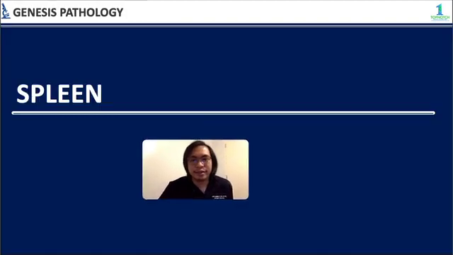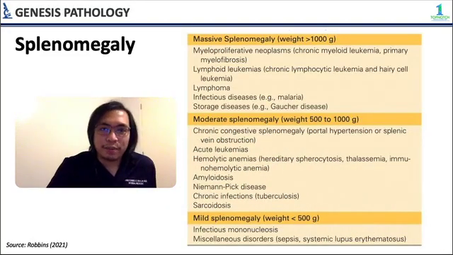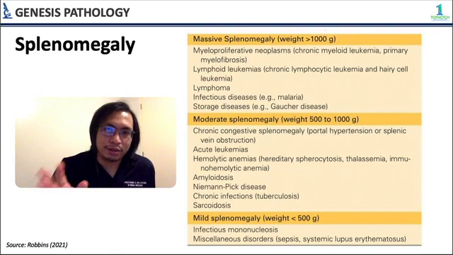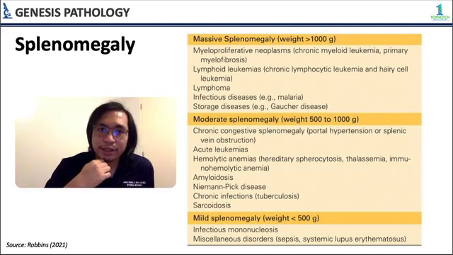Alright? Let's move on sa spleen. Ito, mabilis lang to. Let's talk about splenomegaly. So, massive, moderate, and mild. In massive splenomegaly, ang weight niya is more than 1 kilo, more than 1,000 grams. Usually caused by your myeloproliferative neoplasms, no? Mga neoplasms na to.